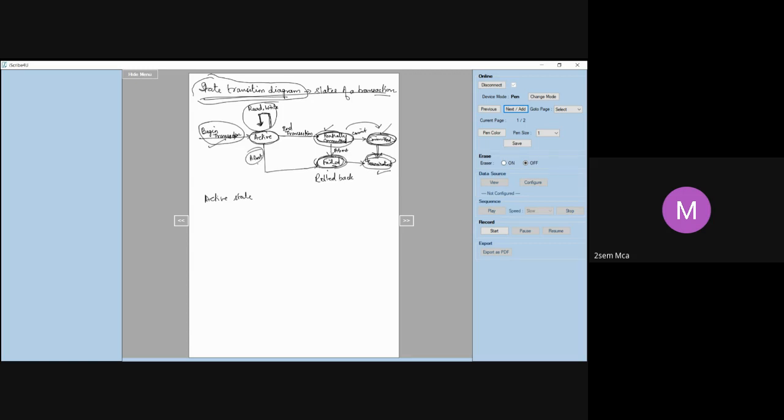This is what you call a state transition diagram. Any doubts, anyone? Any questions at this point? Anything that you didn't follow?